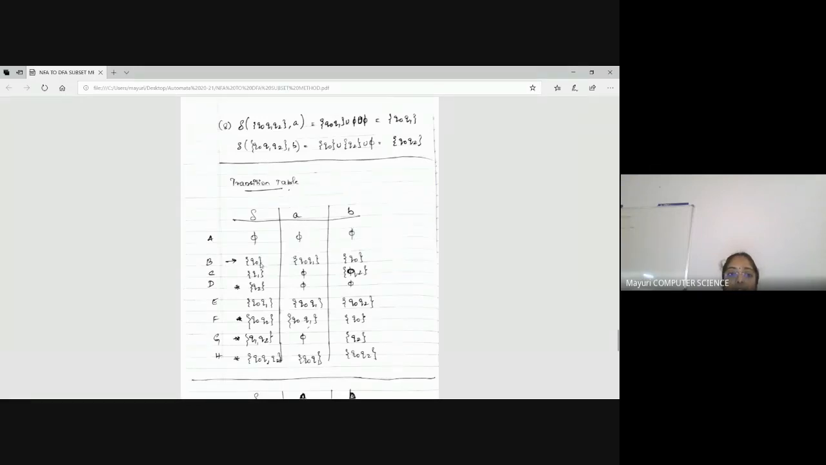Then Q naught I have taken. This is my start state. Don't worry about A, B, C, D and all. I will tell you what it is. For my convenient purpose, I have written. Just now, you worry about only this table. Q naught. These are the resultant states. Final states I have marked with star. Q2, Q0, Q2, Q1, Q2, this one.